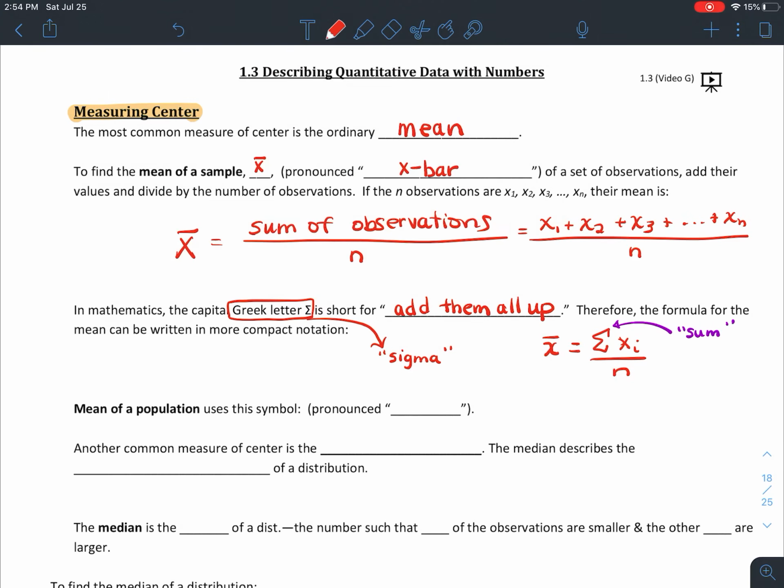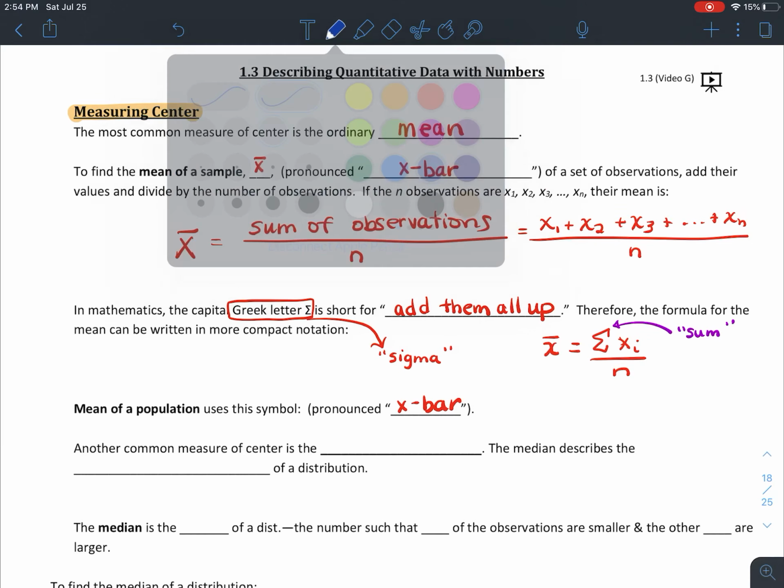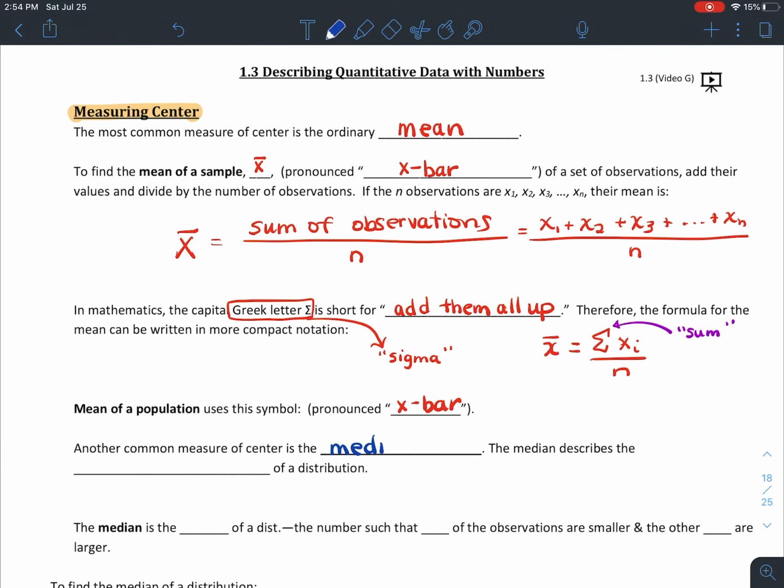Now, the mean of a population uses a different symbol. I think we already wrote up above that the sample mean is pronounced x bar. But another common measure of center is what we would call the median. Even though these are both ways of describing the most typical value in your data set, the center of it, they are also different from each other, and we'll talk about that in just a minute.